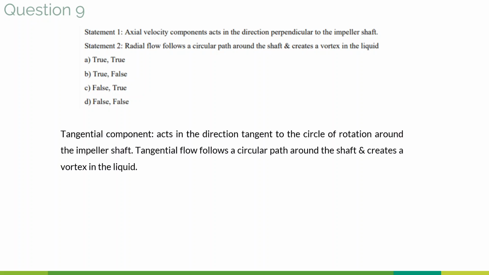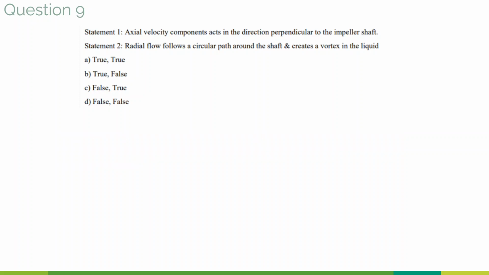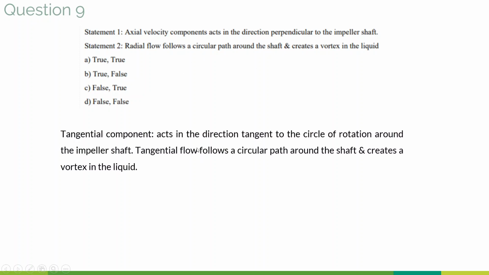The axial velocity does not act in the direction perpendicular. It is the radial velocity that acts in the direction perpendicular. And the velocity that follows a circular path around the shaft is the tangential velocity. So the tangential component acts in the direction tangent to the circle of rotation and creates a vortex, as we discussed in the previous slide.